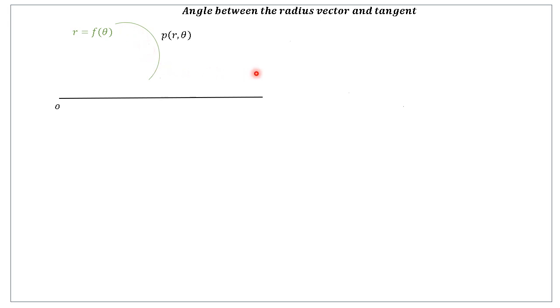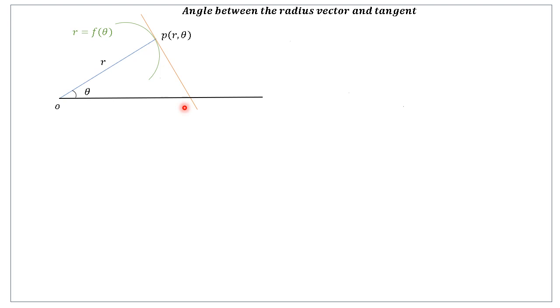For this curve, we need to draw the radius vector and tangent. Here OP is the radius vector, which makes an angle theta with the initial line. Theta is the angle between the radius vector and the initial line.